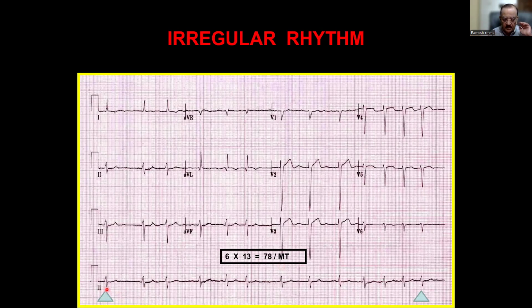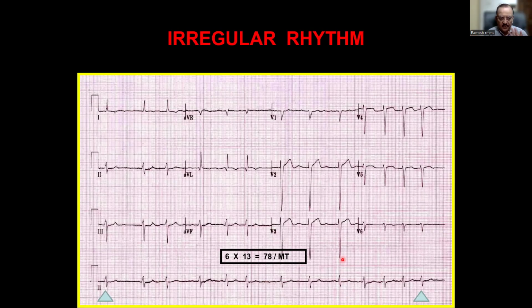How did you calculate? From beginning to end, how many big squares are there? That is a 10-second recording. Multiply by 6 to get the 60-second recording, that is 1 minute. That gives you the heart rate. Everybody knows how to calculate the heart rate in the ECG? Yes, the machine will give it. Don't worry, most of the time the machine will be correct. But you must know how it is arrived at. Suppose you don't have a computerized ECG machine, just an ordinary machine. You must know how to calculate it.